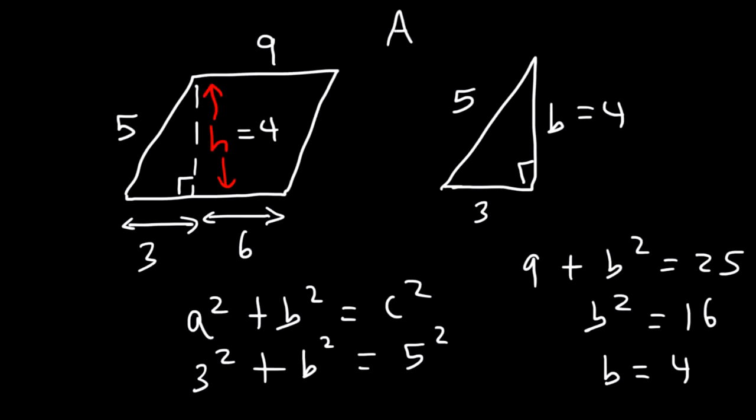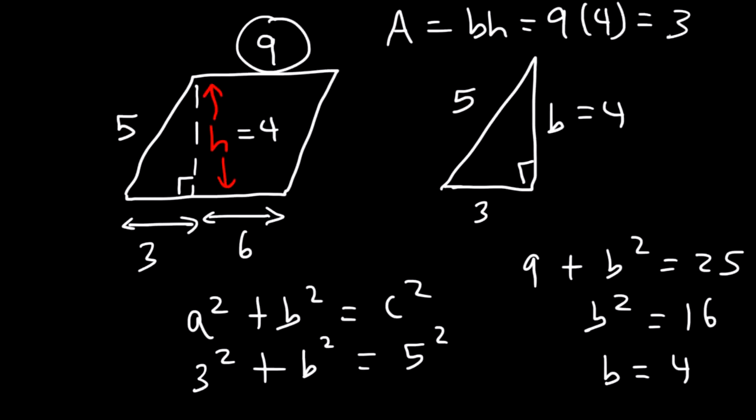So now we could use the formula area equals base times height. We have a base of 9 and a height of 4, so 9 times 4 is 36.